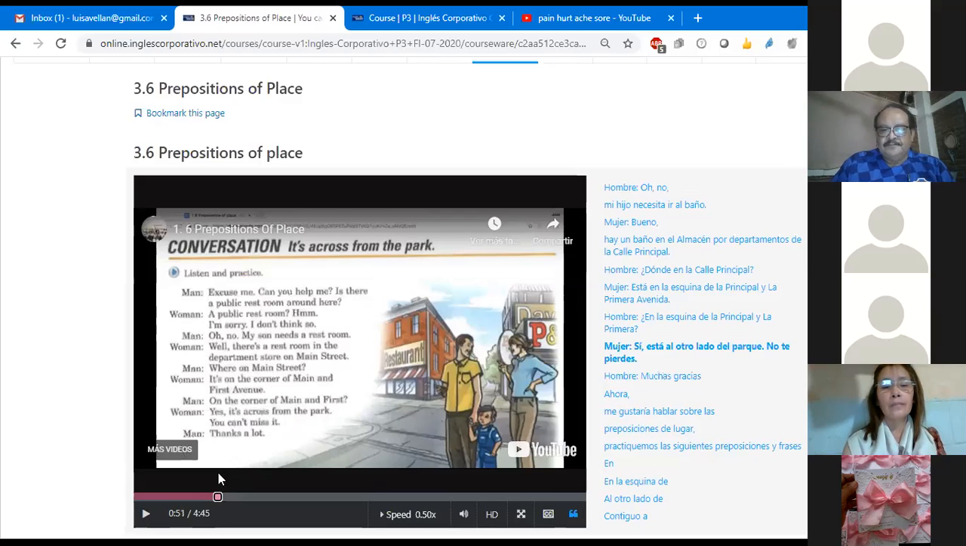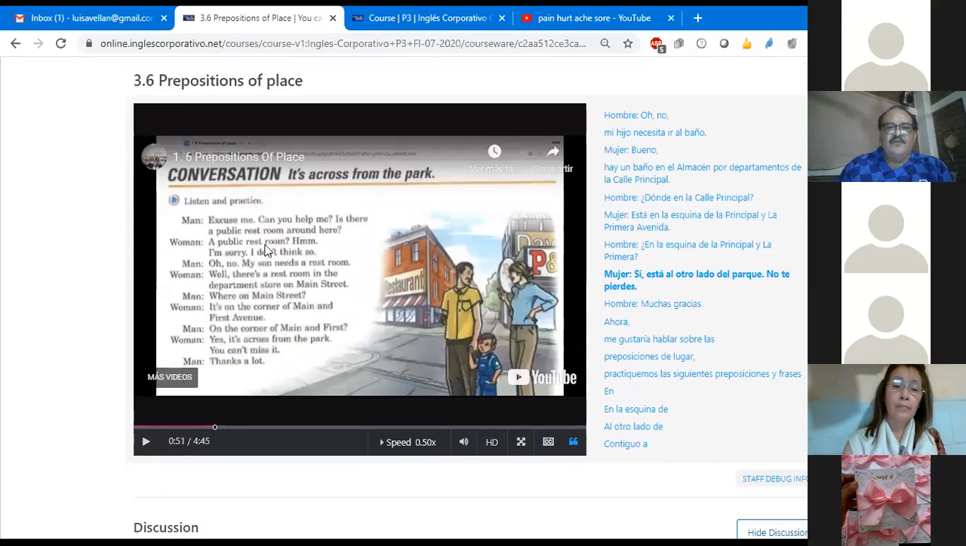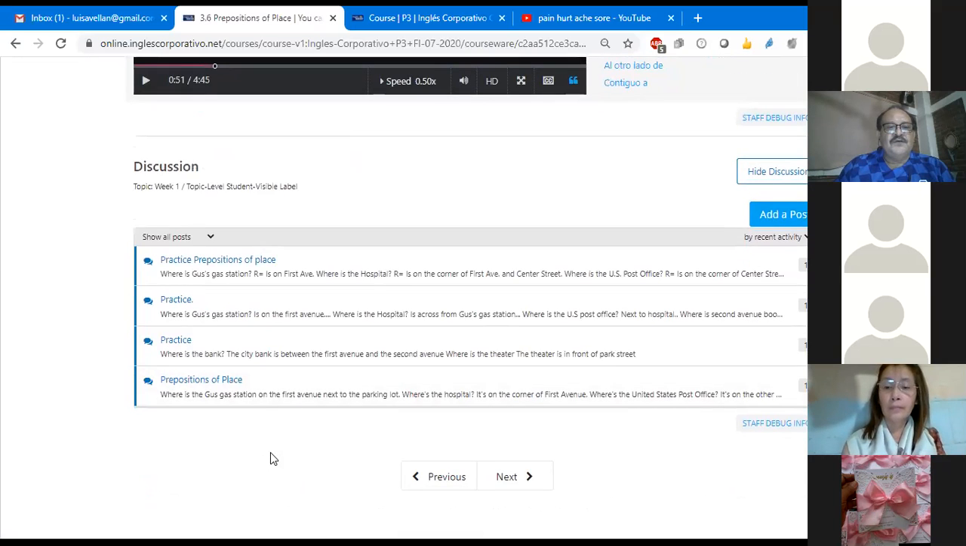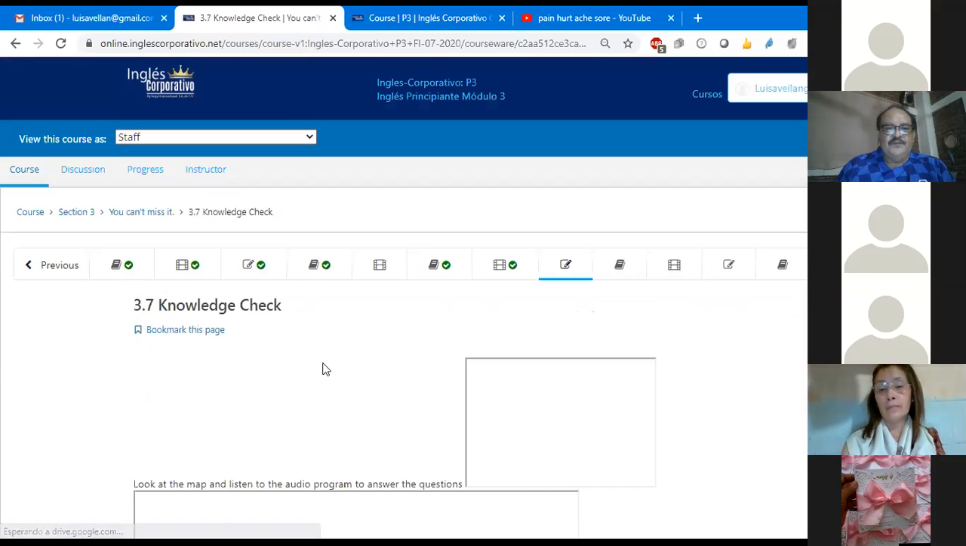So this conversation is what we are going to practice tomorrow, right? Because in questions, where is the restaurant? Where is the gas station? I will show you also like this one. Where is the gas station? It's on First Avenue. Where's the hospital? It's on the corner of First Avenue. Like this question, but we're going to do it in an oral way. Eso va a ser el inicio of tomorrow's class.